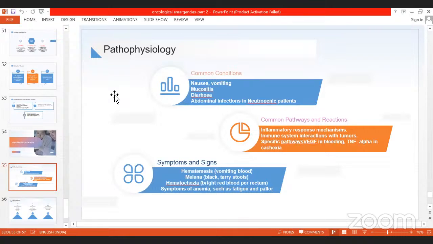So these infections in neutropenic patients need to be very carefully assessed at an early stage, so that these complications don't worsen and the severity is controlled in the earlier stages. Common pathways include the inflammatory response pathway and specific pathways like VEGF, which leads to bleeding, and TNF alpha in cachexia patients. For VEGF agents like bevacizumab, the most common complications are increased arterial hypertension and also bleeding.